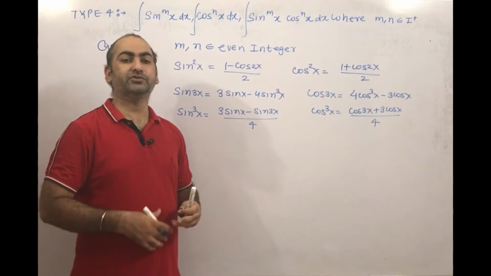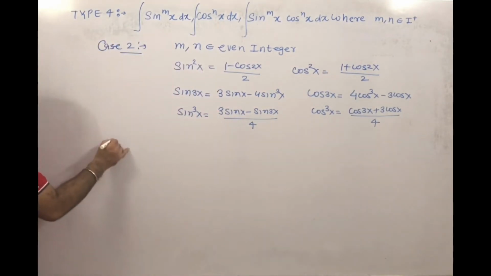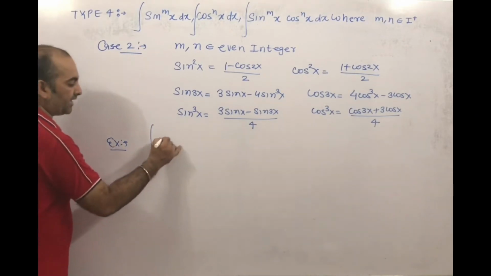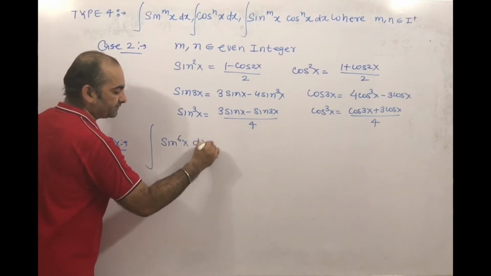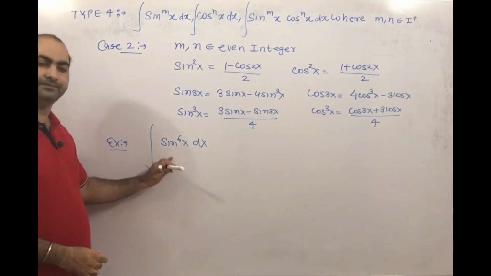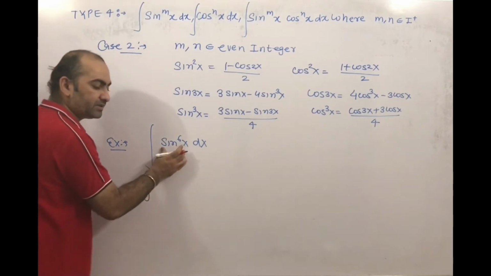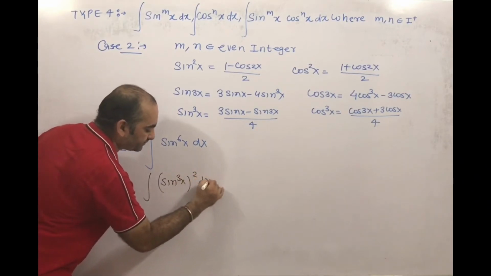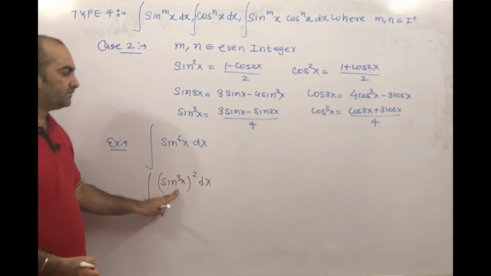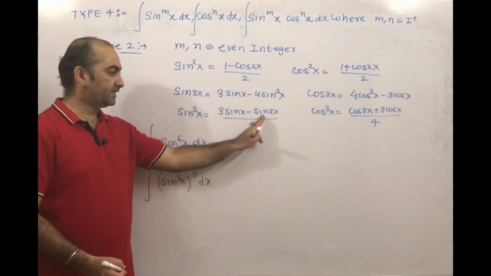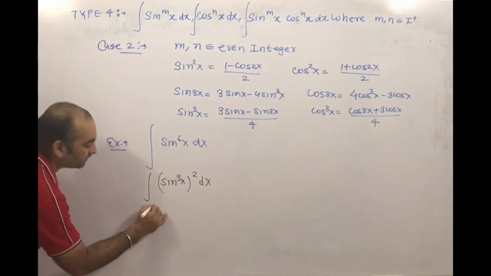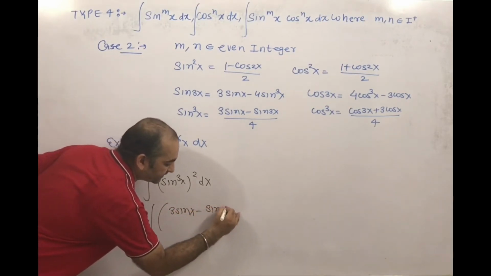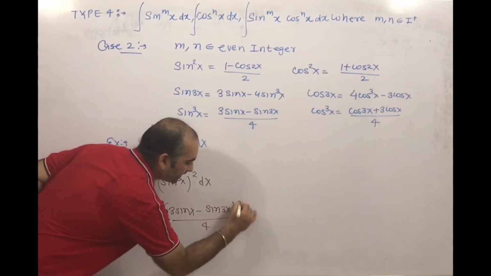So we will try to reduce the power. For example, suppose we want to integrate sine power 6x dx. What will you do here? Sine power 6x, first we can write as sine power 3x whole square dx. Sine 3x we can write as 3 sine x minus sine 3x divided by 4. So this will come as 3 sine x minus sine 3x divided by 4 whole square dx.